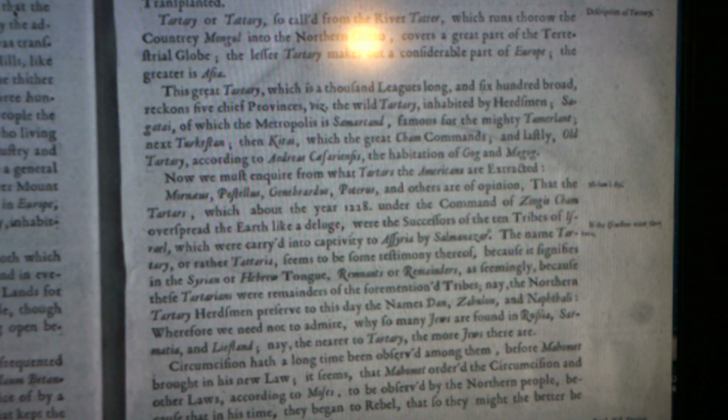Now this one, it gets deep too. Now at the bottom it goes, circumcision hath a long time been observed among them. Before Muhammad brought in his new law, it seems that the Muhammad ordered the circumcision and other laws according to Moses to be observed by the northern people, because that in this his time they began to rebel, that so they might be kept in awe by their new religion.